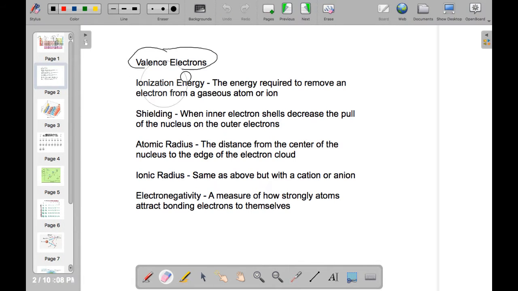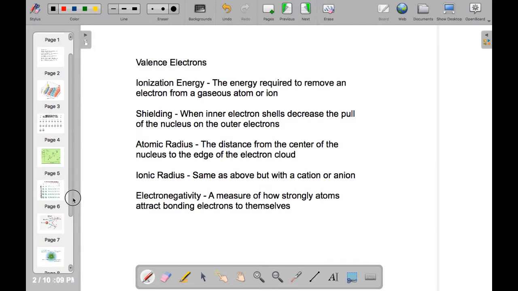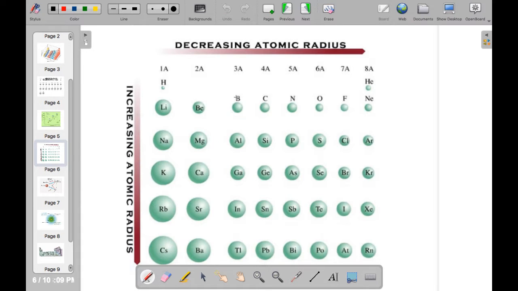Let's go ahead and look at atomic radius. Well, atomic radius is simply the distance from the center of the nucleus to the edge of the electron cloud. So it's like a radius. We already know what radius means. But here's the weird trend that really confuses people. Definitely confused me for a while, and you have to sit down and think about it. As we go across a period, the atomic radius decreases.